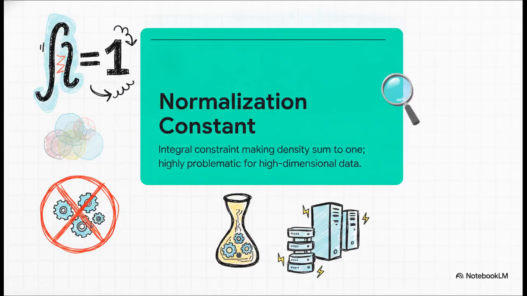And that penalty boils down to one massive bottleneck, the normalization constant, sometimes called the partition function. See, in probability, all possible outcomes have to add up to exactly 1, or 100%. Simple enough, right? But to force an unnormalized model to obey this rule, you have to calculate an integral over every single possible state of your data. If you're working with high-dimensional data, like, say, high-resolution images, that calculation is rarely analytically tractable. Honestly, it's a computational nightmare. It takes way too much computing power.